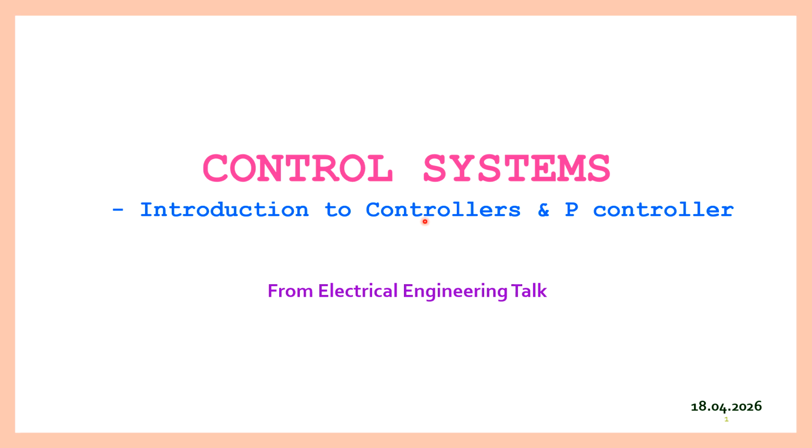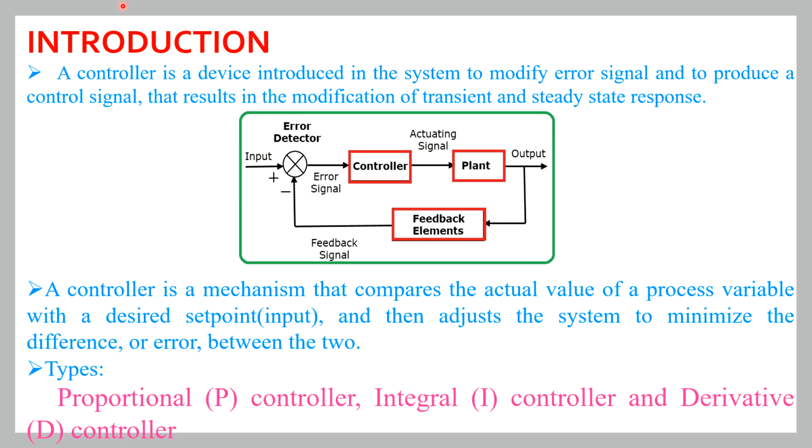The topic for today's discussion is Introduction to Controllers and in particular about P controller. What is a controller? A controller is a unit that is added in the feed-forward path of the basic elements of control system. A controller will produce the actuating signal, or it is also called as a control signal. The input for the controller is error signal.